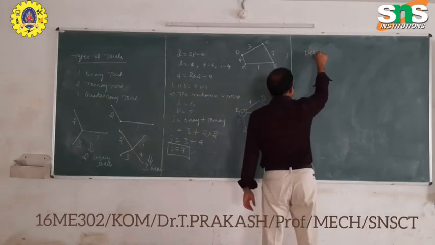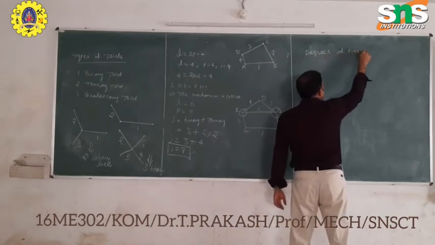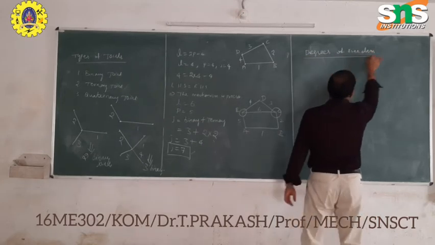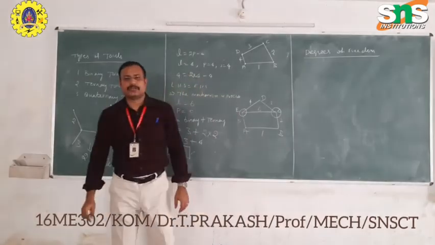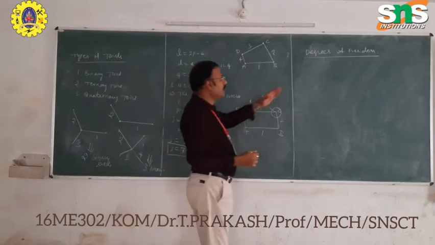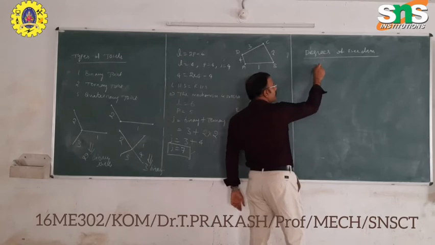Before entering into our design, we have to know the degrees of freedom. What is the meaning of degrees of freedom? Normally, the translation motion and the rotary motion are available in all types of linkages. There will be 3 translation motions and 3 rotational motions. Therefore, it has 6 degrees of freedom.